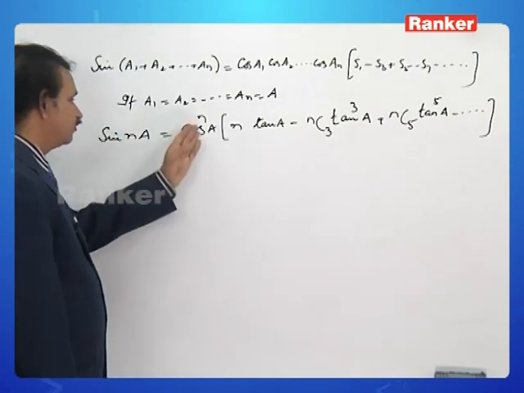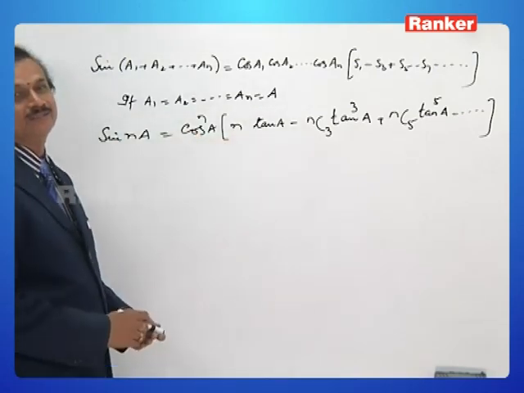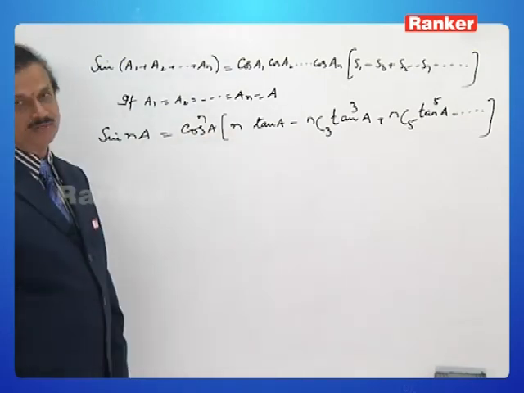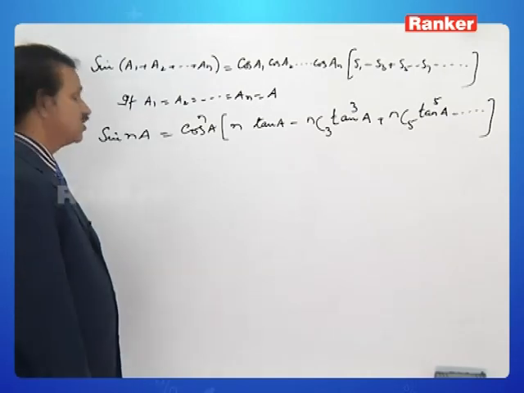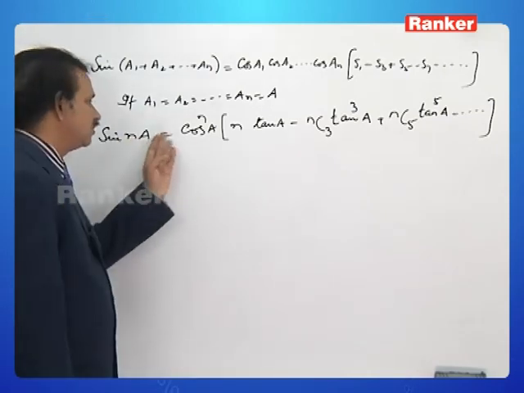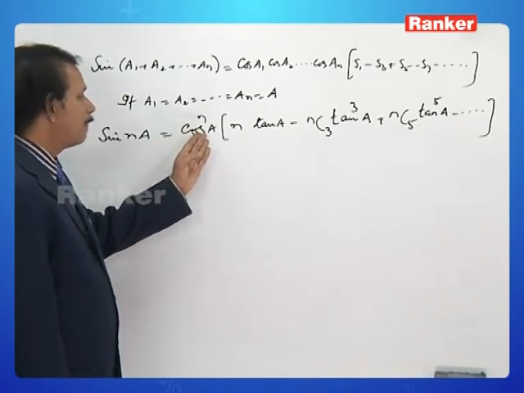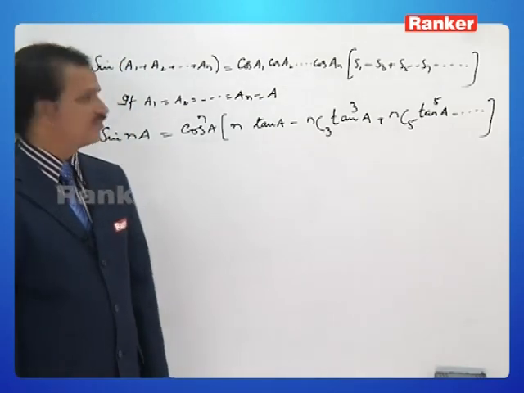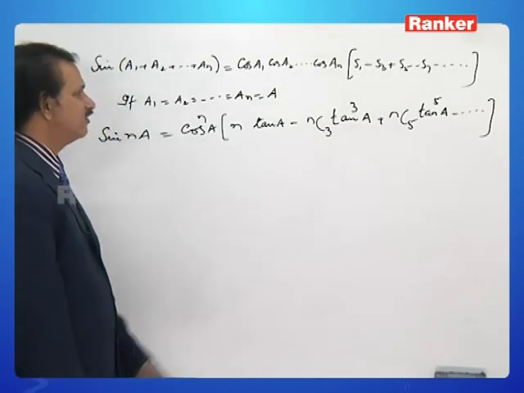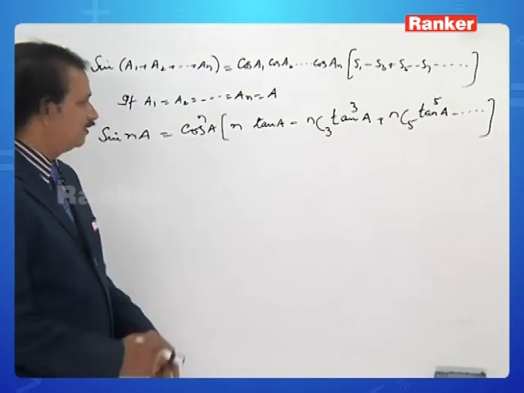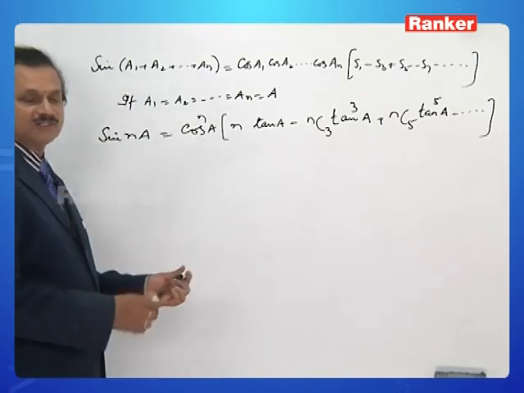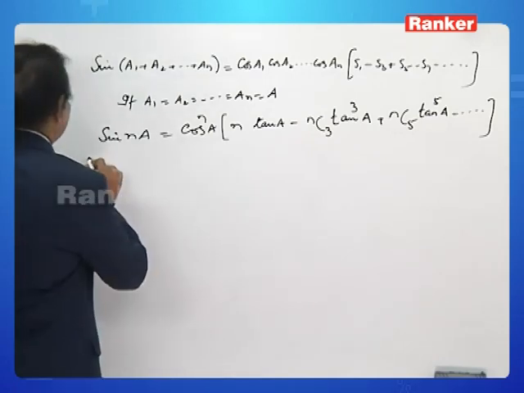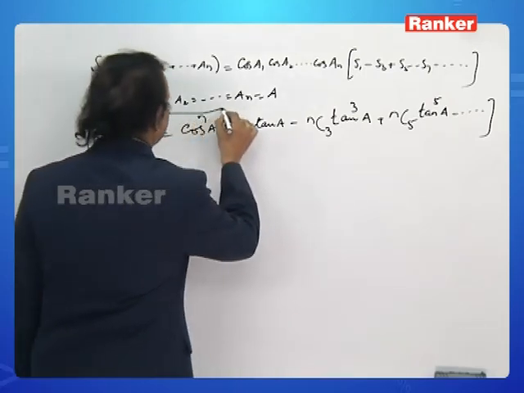Sin 2a is equal to cos square a into 2 tan a. Of course, 2 tan a by secant square a, 2 tan a by 1 plus tan square a. It's correct. If you take n is equal to 3, what happens? Sin 3a is equal to cos cube a into 3 tan a minus 3C3 tan cube a. It's correct. Cos cube a into 3 tan a minus tan cube a. Well, so this offers us the formula for sin NA. Good. This is the formula for sin NA.